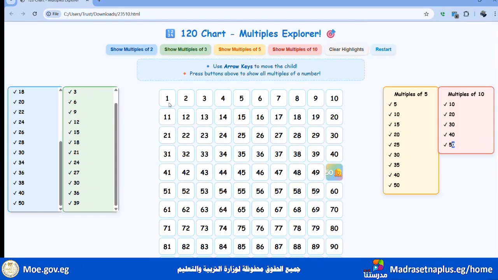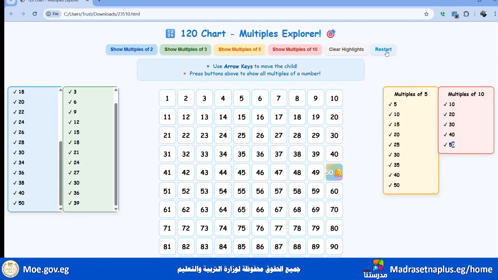My advice for you, you should study the 120 chart carefully. It will help you to study multiples of 2, 3, 5, or 10. Don't forget, it's a good assistant for you. It helps you. By doing mini exercises and practicing more, finally, inshallah, you will be better at finding any multiples of any one of them.